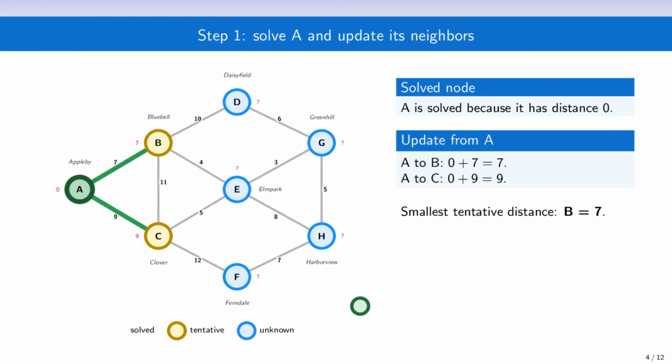In step 1, we solve town A. We update its neighbors, B and C. Town B now has a tentative distance of 7, and town C has a tentative distance of 9. B is our next target.